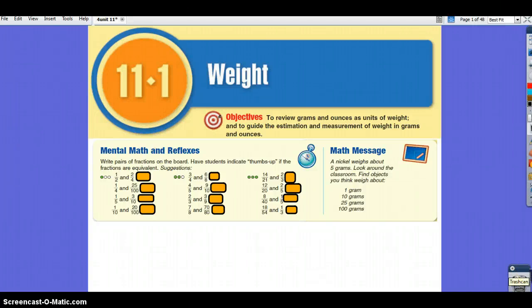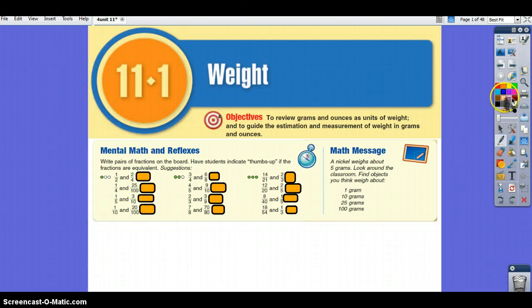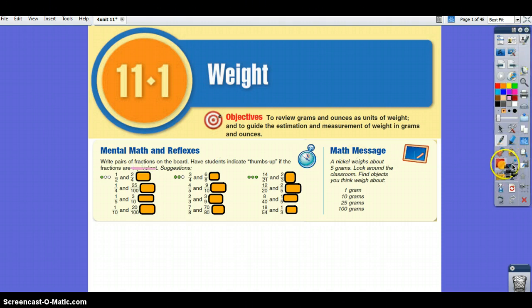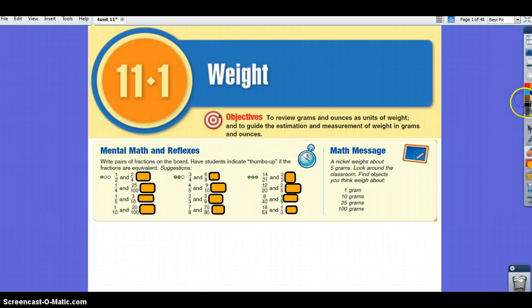11.1 Weight. Let's do some mental math and reflexes first. Look at the two fractions, and I want you to think to yourself, thumbs up or correct if they are equivalent. Equivalent, make sure you're paying attention to that word because you're going to see it often, means equal. And here it is right here, equivalent. Now I'm going to erase that because I thought that would just generally highlight it instead of actually covering it up.